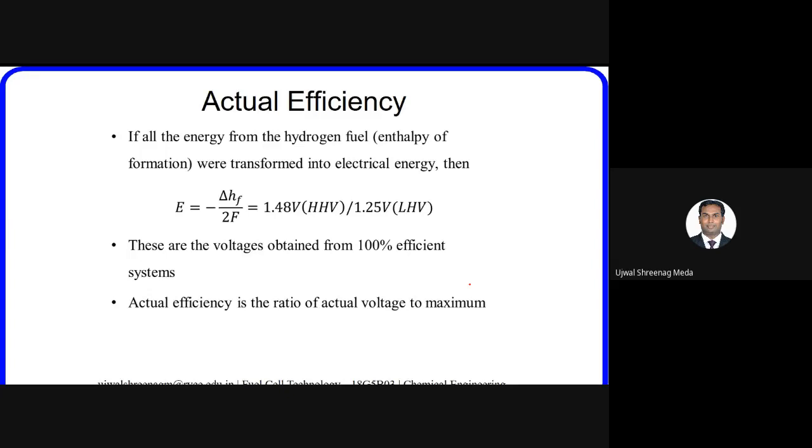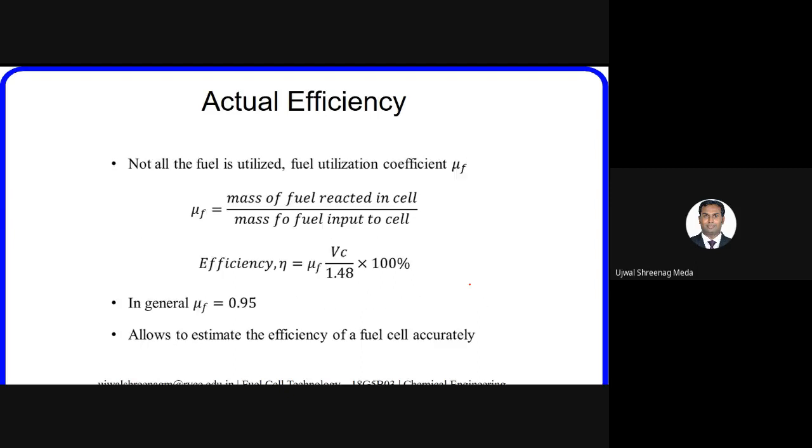So this 1.48 and 1.25 are the voltages obtained from 100% efficient systems. Actual efficiency is the ratio of actual voltage to maximum. While doing that, there is one more factor that is known as fuel utilization coefficient.